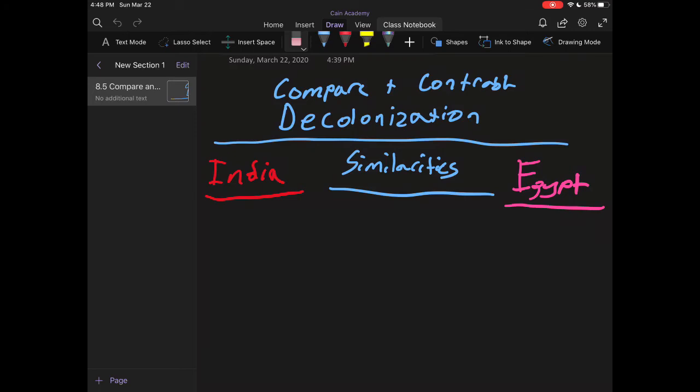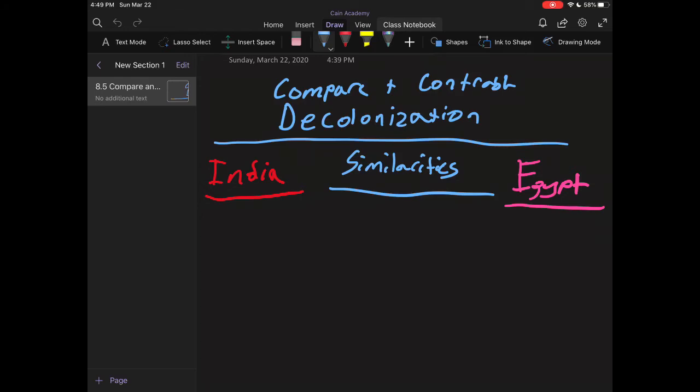In this case, we're looking again at decolonization. What we want to do today is compare and contrast the efforts of decolonization and independent states of two states that come out of World War II. In this case, I'm going to choose India and Egypt. Now, there's a variety of other countries you could choose, but India and Egypt are very easy to compare, but they're also very different. So we'll start with the similarities.